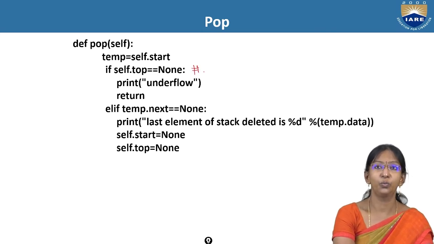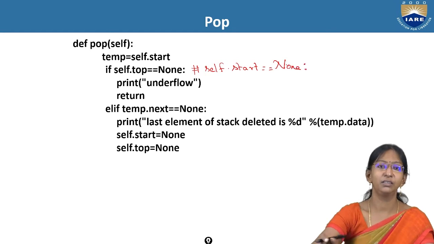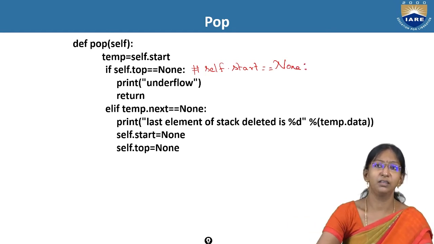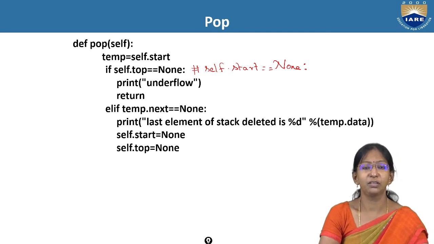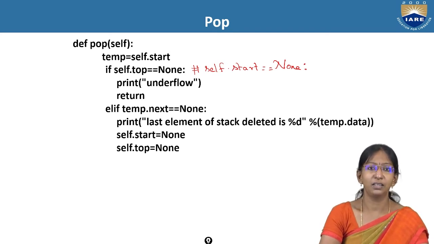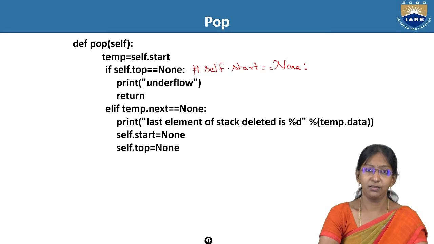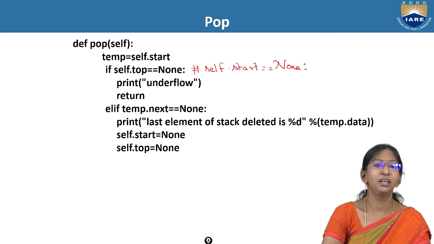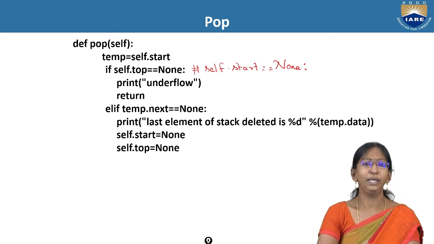You can even go with another process: check whether start's content is None or not. Even this condition prevails. If start is holding the value None, then we can say that an underflow condition has occurred and return, right? That is, there is nothing to remove. Else, what if it has a handful of elements? Even here we have two cases, guys. One case is where the element is the only element in the stack, that is, only one element.